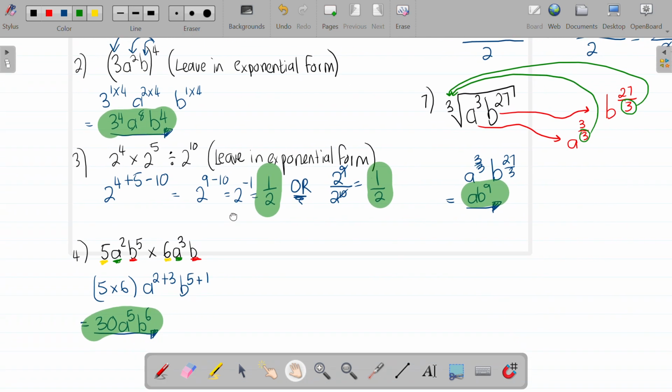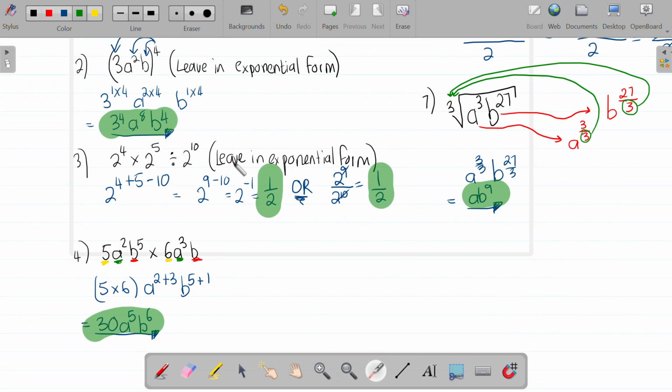Okay, let's have a look at number 3, guys. This one is a little bit different, but remember, it's saying leave in exponential form. So there are two ways of doing it, guys. That's why I put an or word there. The first way of doing it is if you say, okay, I know the rule over here. Let me just do an example. If I have a to the power of 3 times a to the power of 2, we know that we need to add the exponents. So it will be 3 plus 2, which will give me a to the 5.